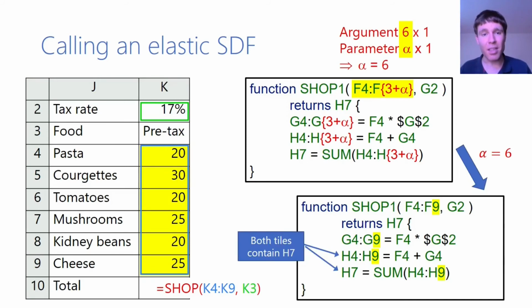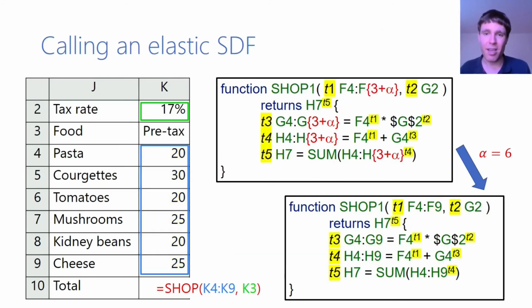Note that tiles may collide when they expand. We address this by labeling each reference with the tile or tiles it originally pointed to and having it read only from those tiles, even if others overlap them. Here, the reference in the sum reads the H7 of tile 4, while the output reference reads the H7 of tile 5. We do this for all SDFs, but to reduce clutter, we won't show the labels for the rest of the talk.